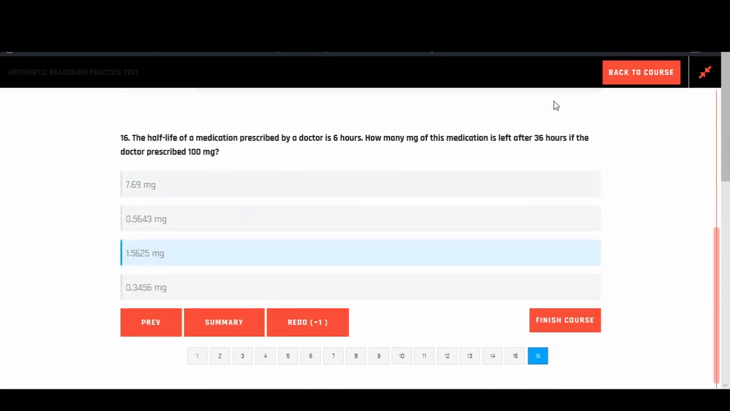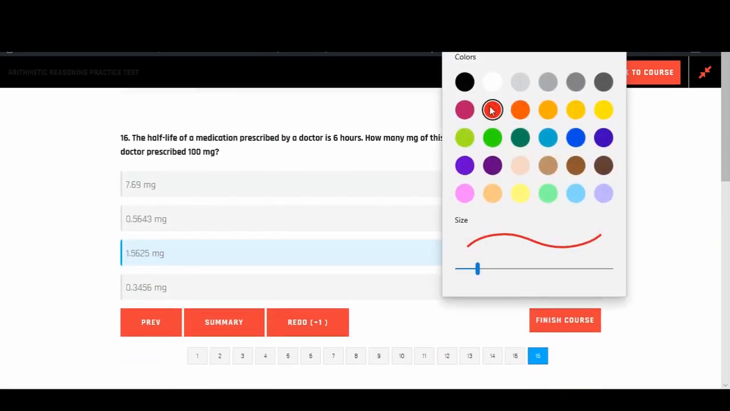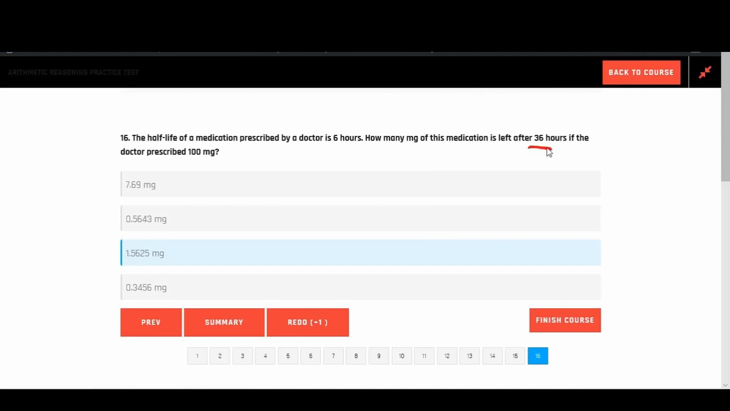All right, number 16 says, and I changed this problem, by the way. This used to be 78, which was too difficult in my opinion, so I reduced this time to 36. So if you took this test already and you got 78 here, I apologize, that was fairly difficult, so I reduced that a little bit. 16 says the half-life of medication prescribed by a doctor is 6 hours. How many milligrams of this medication is left after 36 hours if the doctor prescribed 100 milligrams?